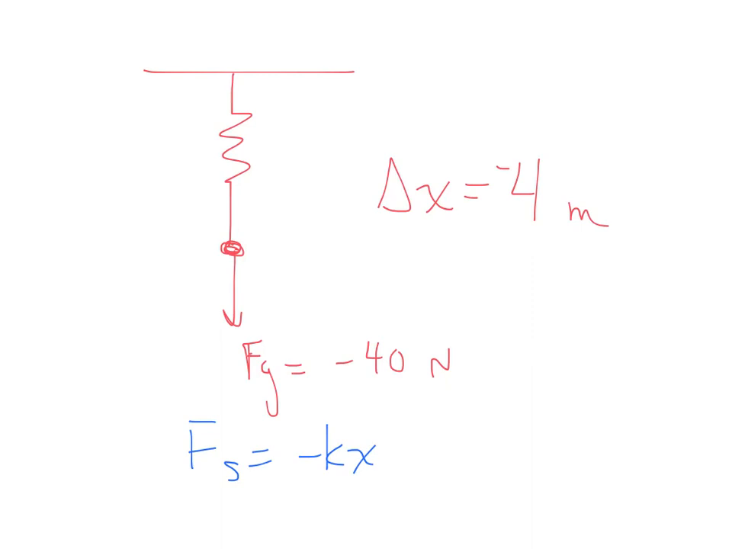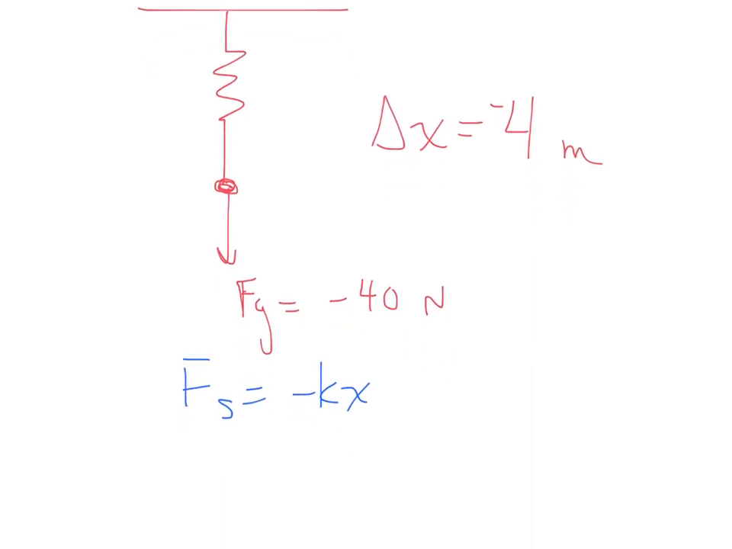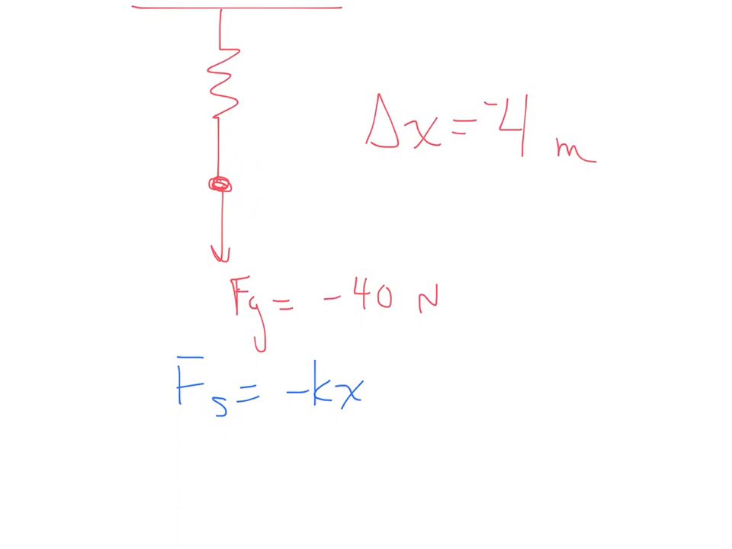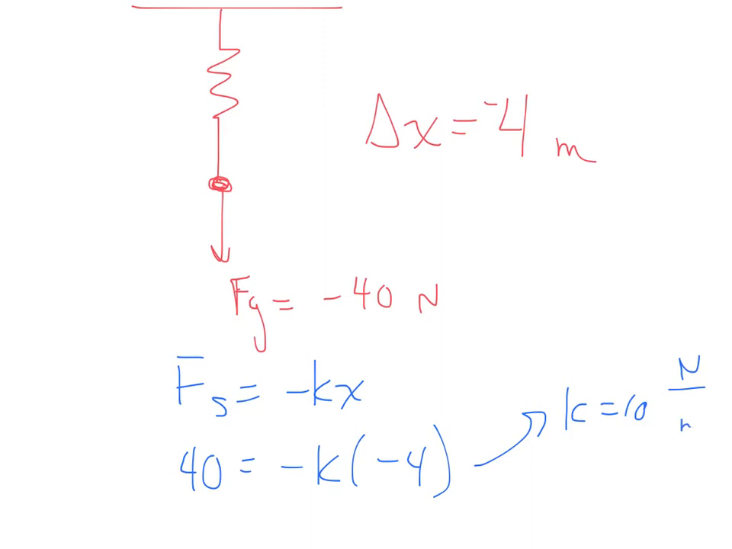Real quick. I was going to say right now and then real quick. Put them together. So I've got Fs is pulling up. So that's a positive 40. Negative k times negative 4. So what's my answer going to be? 10. All right, so if that's true, here's the follow-up part I wanted to go through.